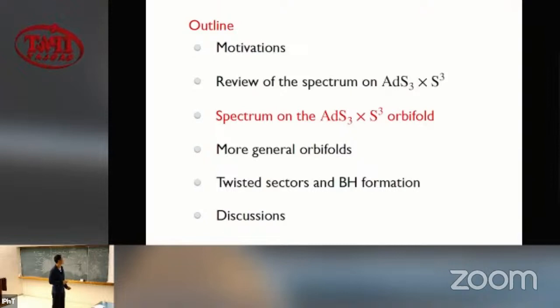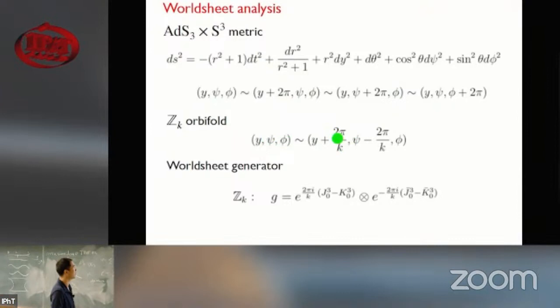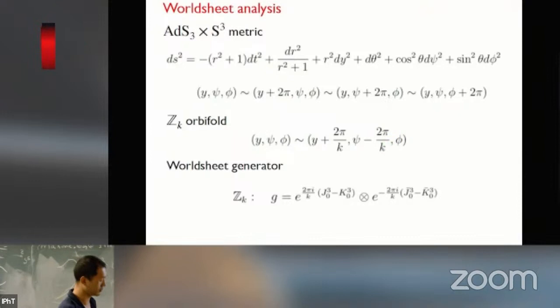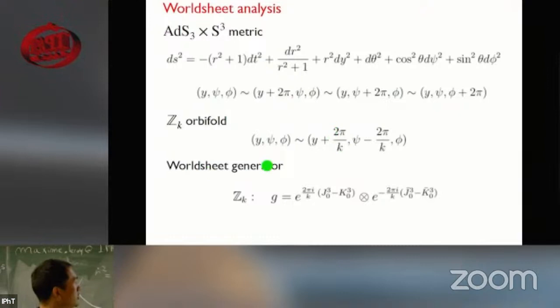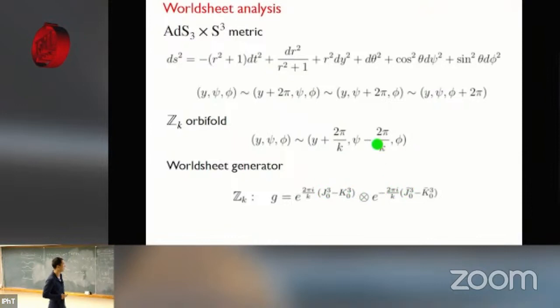Now let me talk about the orbifold. We start with the AdS3 cross S3 metric, where y is periodic by 2 pi, and similarly for psi. And we can do the Z_k orbifold. We rotate y by 2 pi over k, and at the same time rotate psi by minus 2 pi over k, and then we identify the points before and after. On the worldsheet, the rotation around y is generated by J minus J bar, the generator for the AdS3 side, and rotation around psi is generated by K minus K bar. So we have this worldsheet generator.